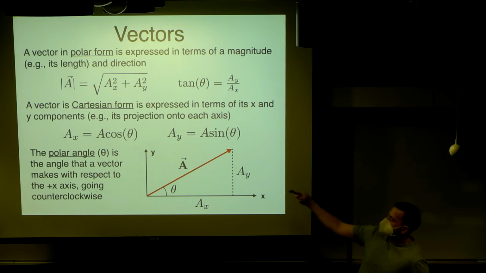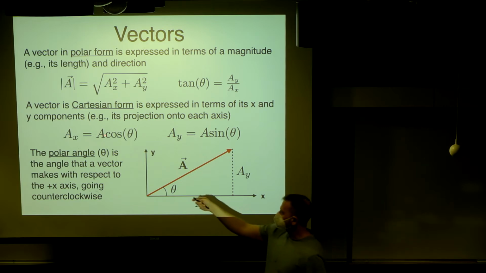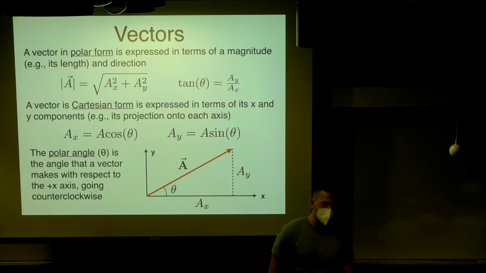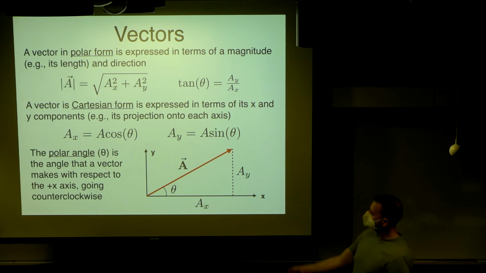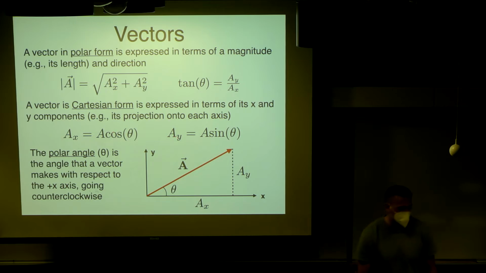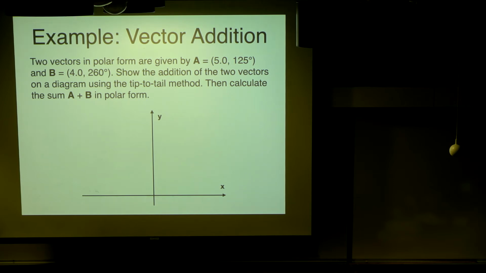Now if we want to go the other way, let's say we know the magnitude and the direction, but instead we want ax and ay, the components. We just remember to use our sines and cosines, okay? So the x component of this vector would be the magnitude times cosine of theta, and the y component would be the magnitude times sine of theta. Okay, so hopefully that's all a review. Let's get to an example.